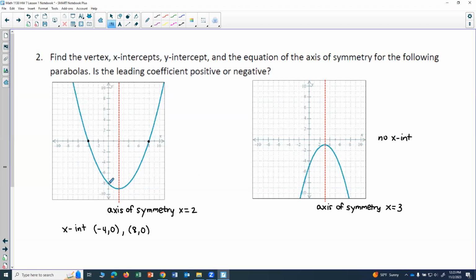For the y-intercept, we're looking for where the graph crosses the y-axis. So on the y-axis, we can see the graph is going through at y equals -8. So our y-intercept is going to be when x is 0 and y is -8. Over here on the downward facing parabola, it looks like the graph is crossing the y-axis at -5. And so we would have a y-intercept at the point (0, -5).